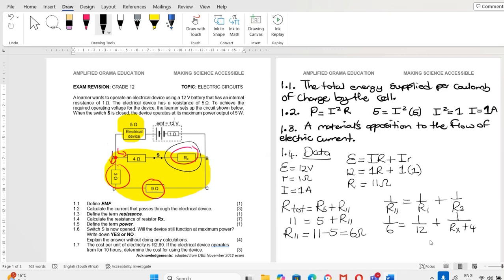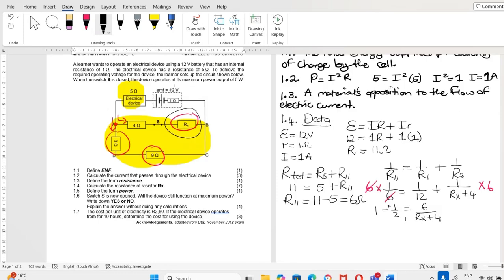All we now need to do is to just make Rx the subject of the formula, but we must just multiply both sides here by 6. If we multiply both sides by 6, then obviously these 6's cancel out. And then what we are left with there is just 1, and that becomes 1 over 2. Bring that over, that's going to be 1 minus a half, which is a half. And that is equal to 6 over Rx plus 4.